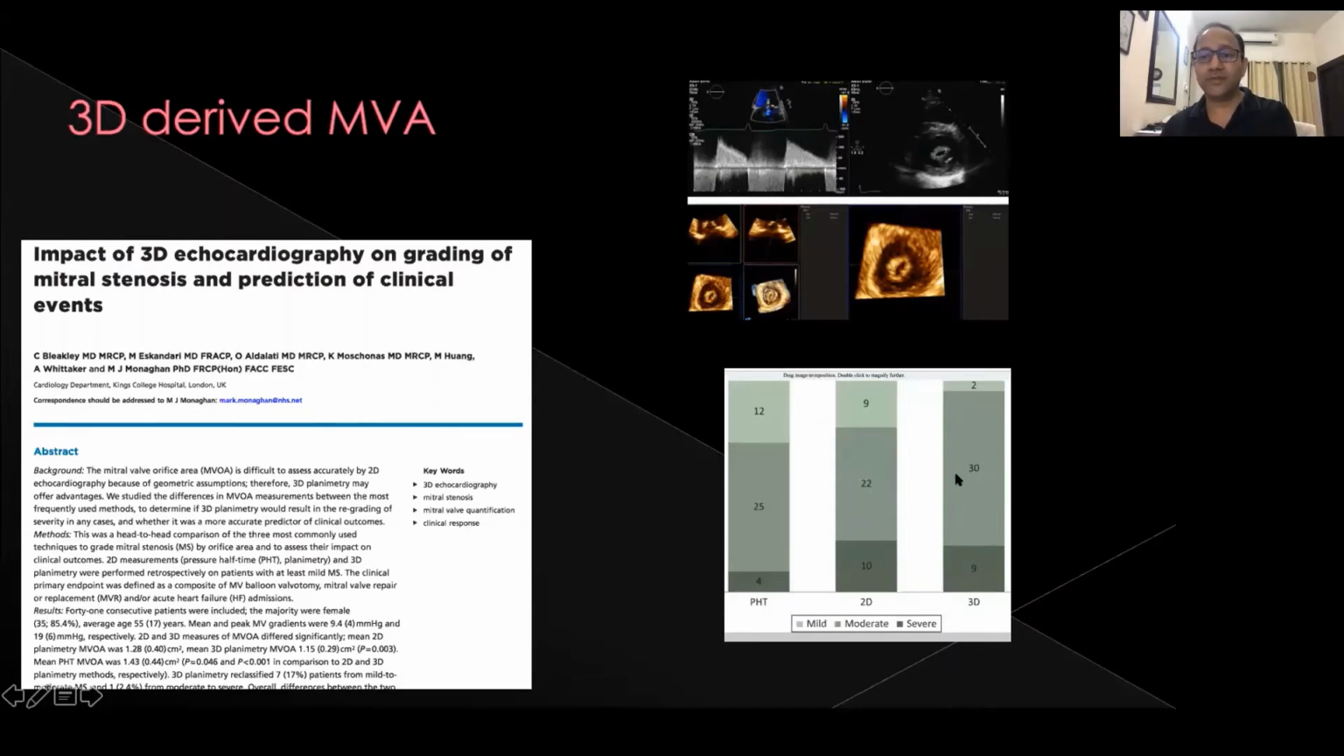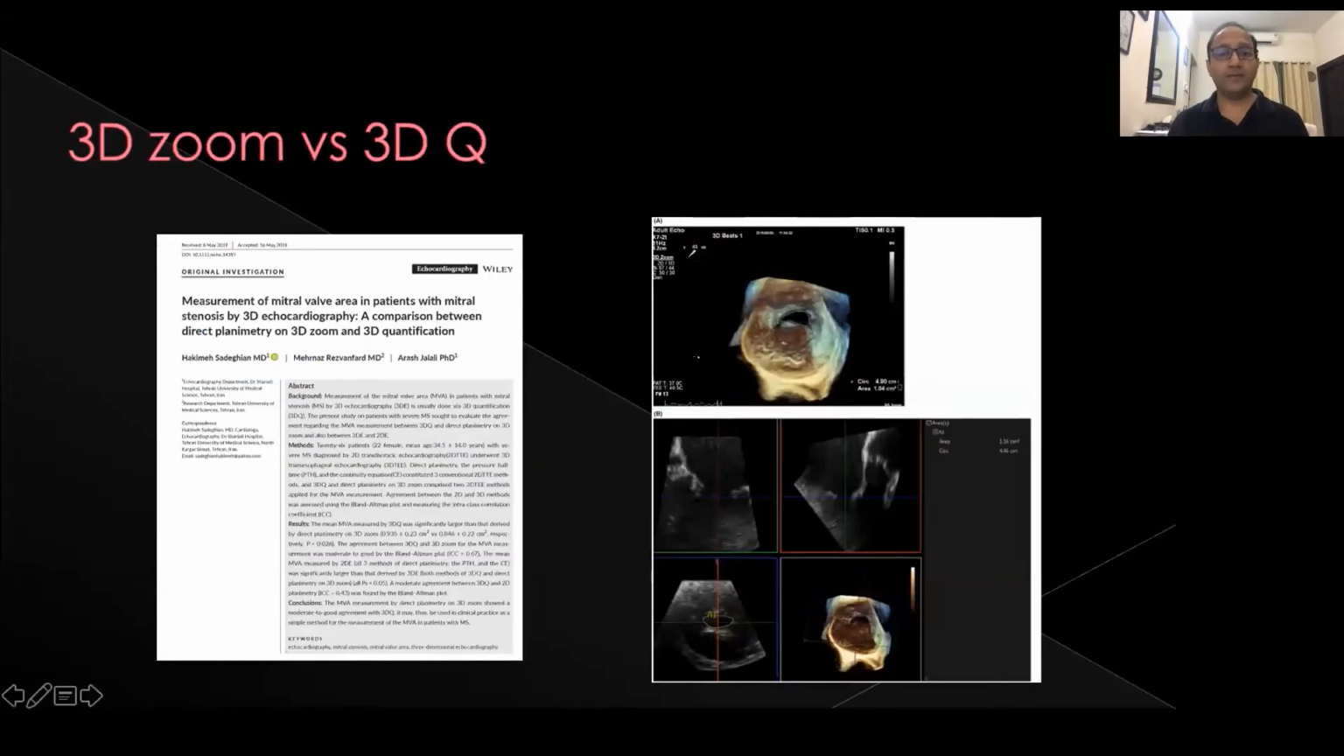So a lot more patients were brought into the moderate MS category, which means that 3D tends to give you a lower mitral valve area as compared to 2D. And it is being validated a lot. Now, the problem is that I want a simpler solution.